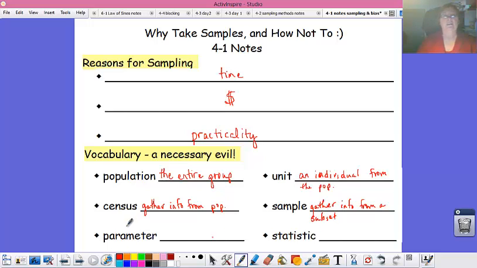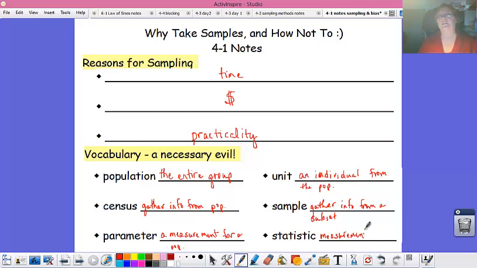Okay? These two words, parameter and statistic, are very closely related. A parameter is a measure from the population, or some fact. You might think it's some fact from the population. A measurement for a population. A statistic is a measurement from a sample.